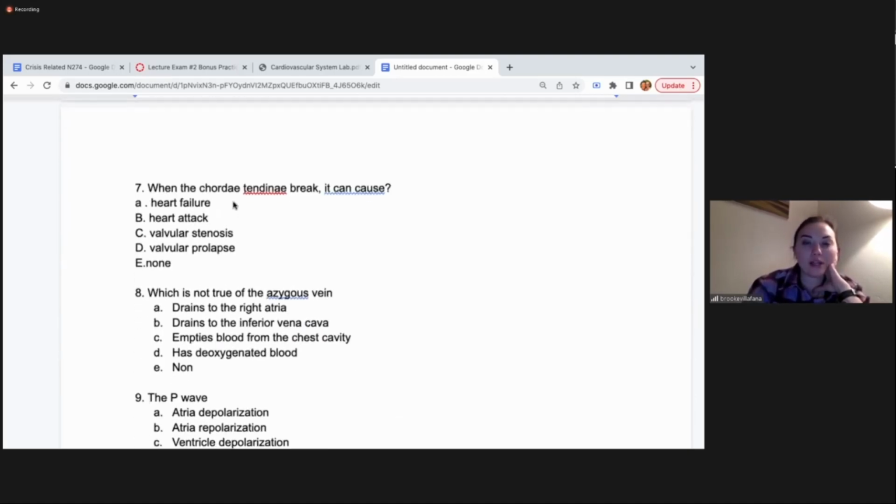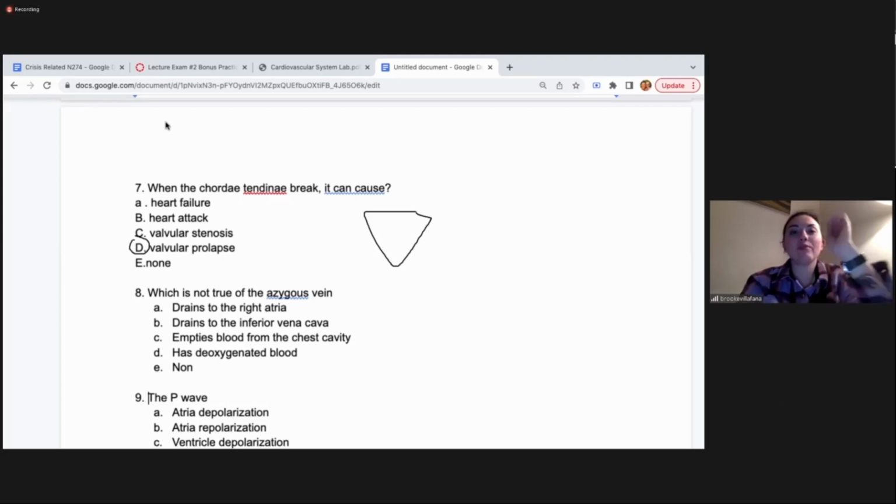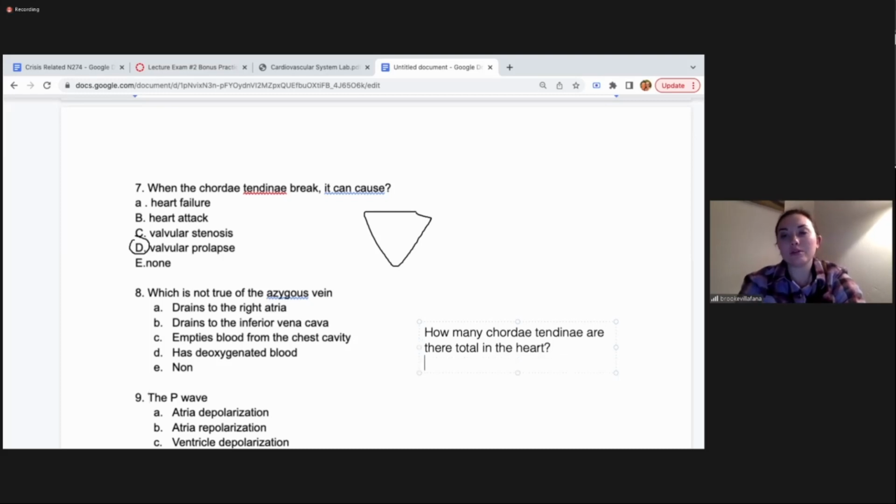Okay, so when the chordae tendineae break, it can cause which of these? Good. So everybody's saying valvular prolapse. Very good. So that's the little chordae tendineae that hold the valve. I'm going to do a little bonus question here. How many chordae tendineae are there total in the heart?